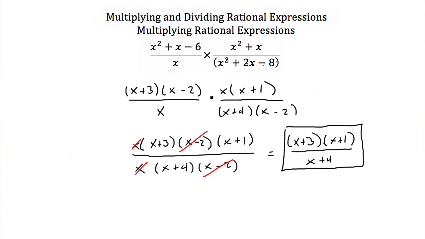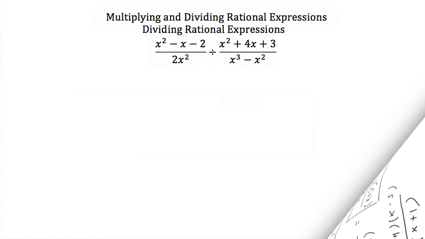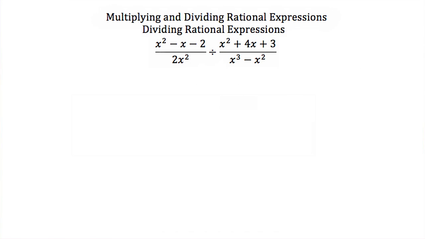Now you could factor or FOIL out this numerator. You'd end up with an x squared plus 4x plus 3, and that's still over x plus 4. Either way is acceptable. Now the last thing we have to talk about is dividing rational expressions.